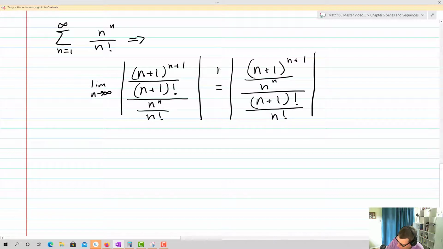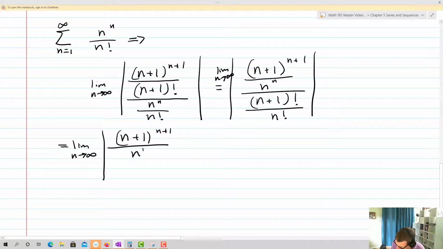And we're going to take the limit as n approaches infinity for that as well, right? So this is going to end up equaling the limit as n approaches infinity of, and now what we're going to do, I'm going to keep this as (n+1)^(n+1) over n^n. And then this is going to be divided by n+1, right? Because remember, that's what happened the last time around.